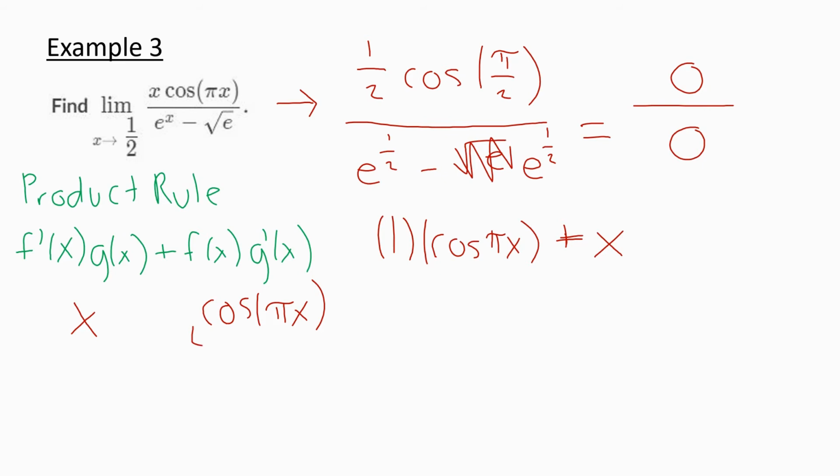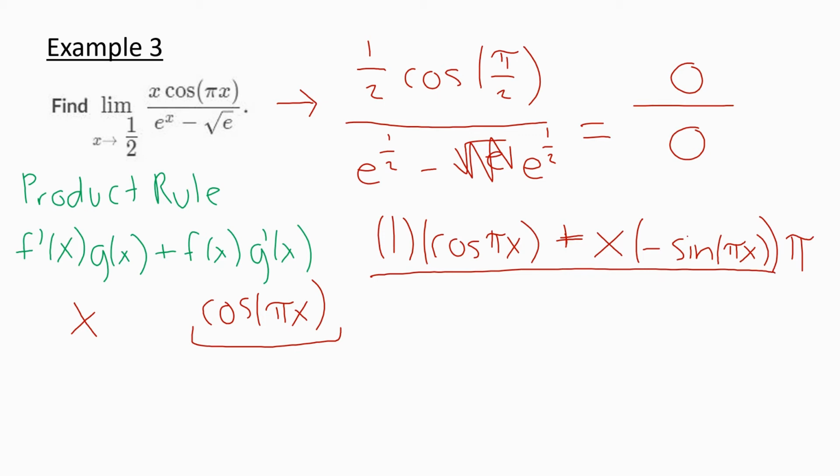Now the second function right here, cosine pi x, it might not be immediately obvious, but what we have here is an application of the chain rule, because we have the function pi x inside of cosine. So the chain rule says, to find this derivative, we need to take the derivative of the outer function, which in this case is cosine of pi x. So its derivative is negative sine, right? And then with respect to the inner function, pi x, times the derivative of the inner function. So the derivative of pi x is just pi. So we have all this going on, divided by, well, the derivative of e to the x is just e to the x.